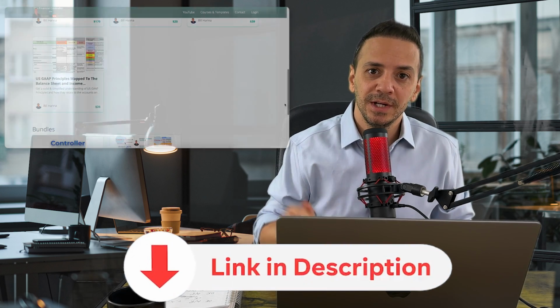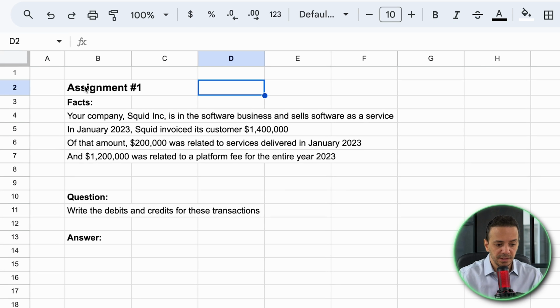But without further ado, let's dive into today's assignments. All right, assignment number 1. Your company, Squid Inc., is in the software business and sells software as a service. In January of 2023, this is the current year, Squid invoiced its customer $1.4 million. Of that amount, $200,000 was related to services delivered in the current month, January 2023, and $1.2 million was related to a platform fee for the entire year 2023. Now, the question is, write the debits and credits for these transactions.